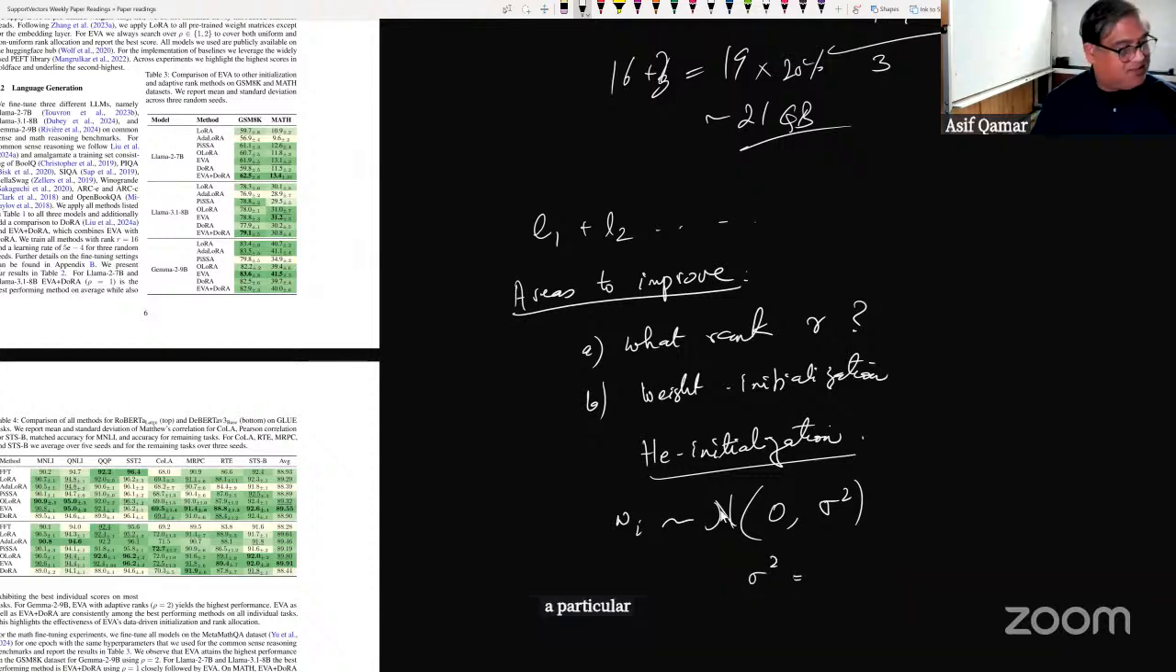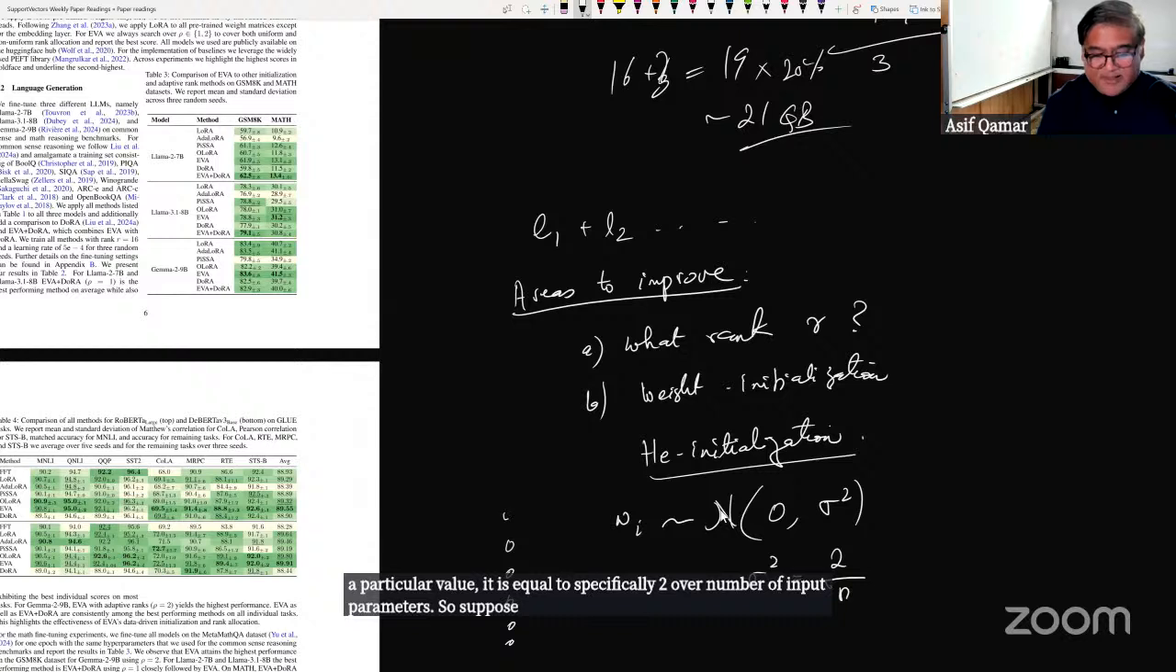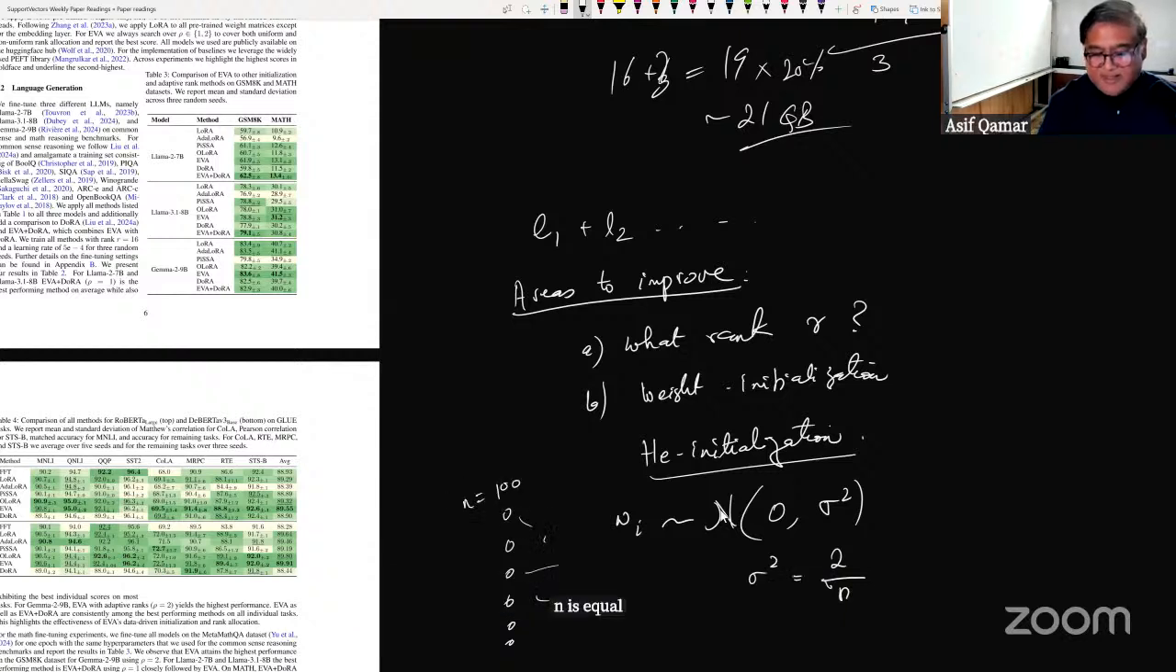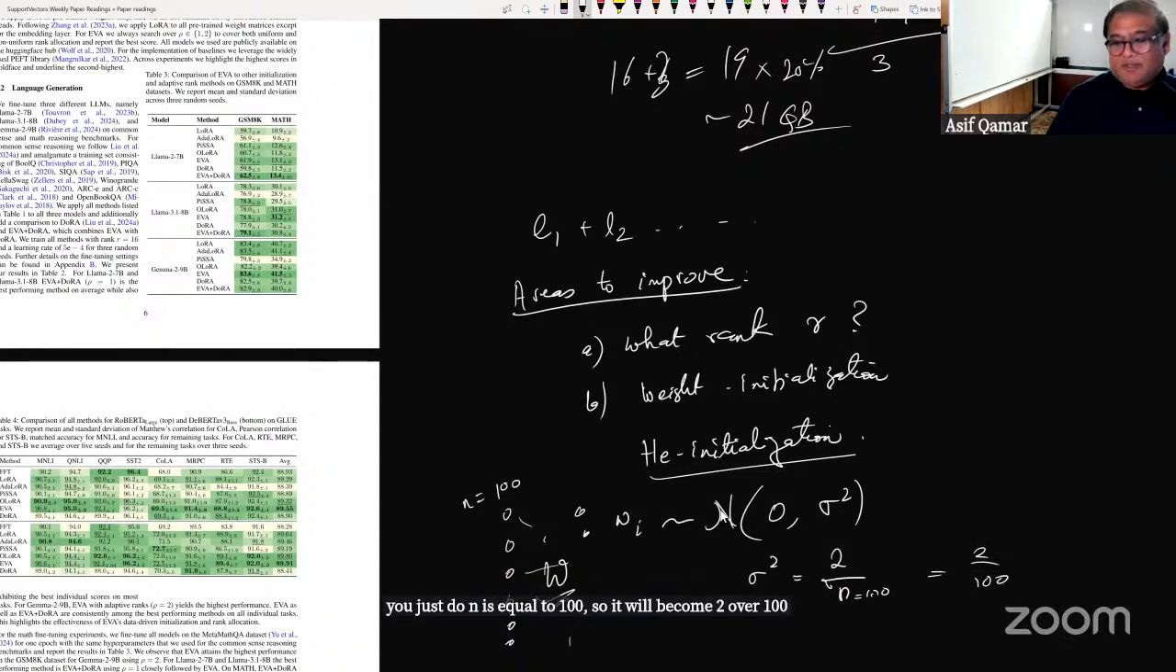It is equal to specifically 2 over the number of input parameters. So suppose in this layer, n is equal to 100. So the weight matrix here, when you initialize at this layer, you just do n is equal to 100. So it will become 2 over 100, right? So you use that. And as you realize, that's a very narrow variance, 0.02. And you have to initialize your weight from this.